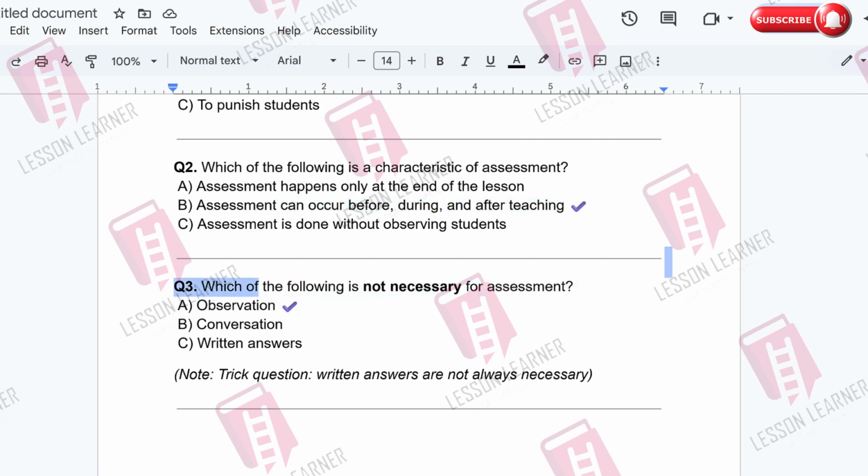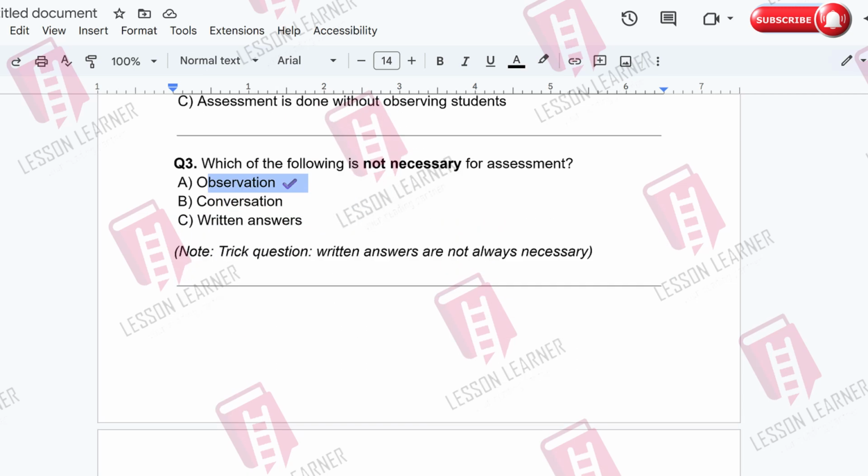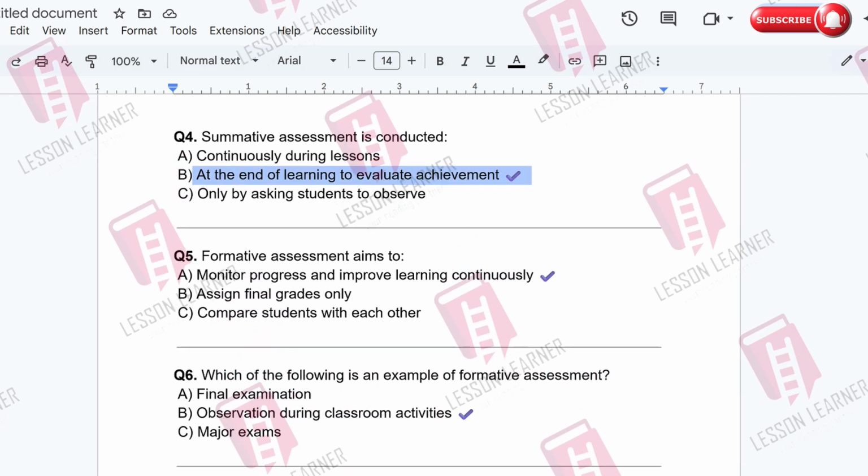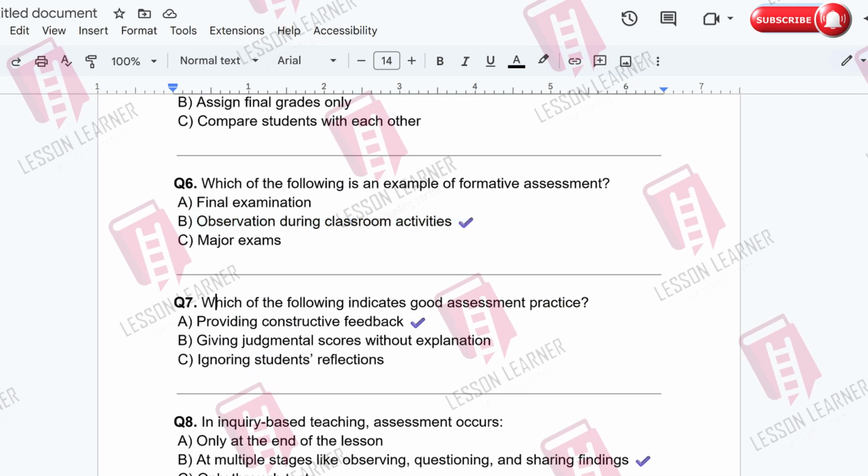Which of the following is not necessary for assessment? It's observation. Summative assessment is conducted at the end of the learning to evaluate achievement. Formative assessment aims to monitor progress and improve learning continuously. Which of the following is an example of formative assessment? It's observation during classroom activities.